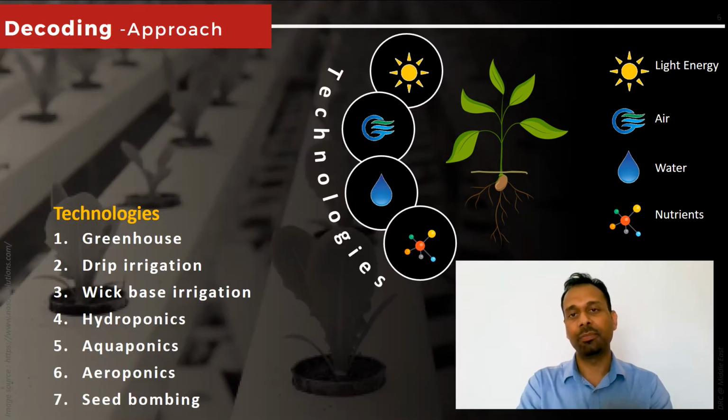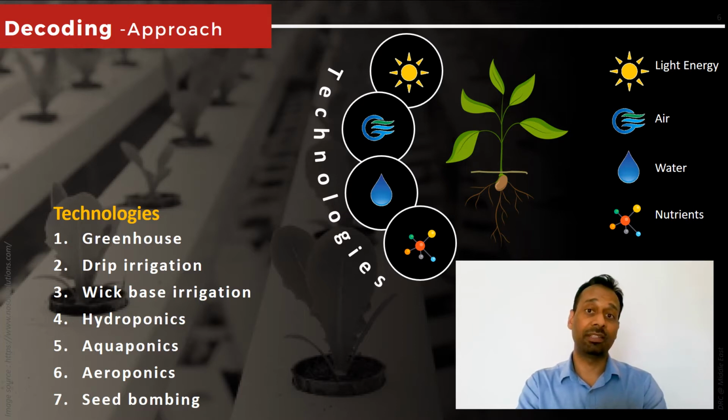Now, based on the key components for plant growth, I have tried to decode new technologies around these four components. Classification of new technologies around these key components would help in understanding the rationale behind each technology and also its contribution to the growth of the plant.